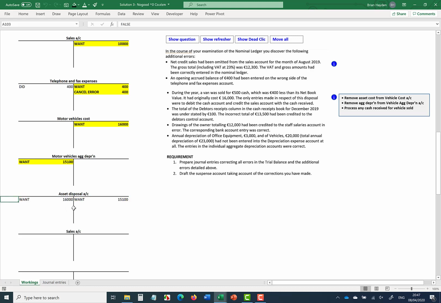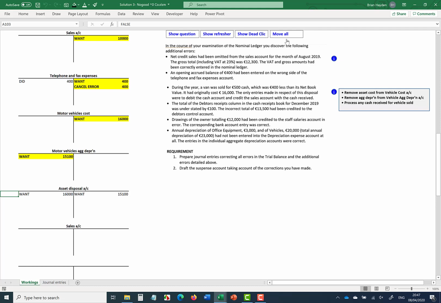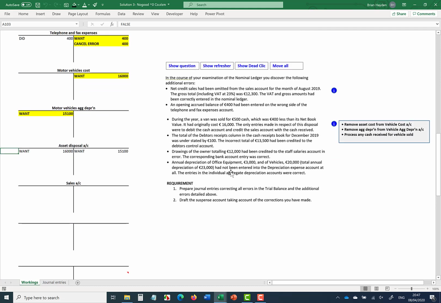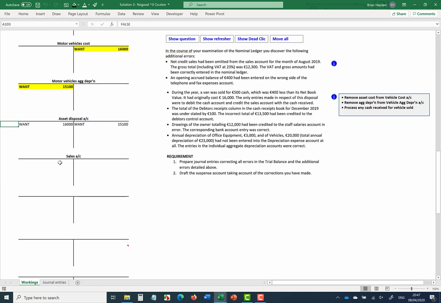I'll momentarily unhighlight that. The cash received of €500 was debited to the cash account and credited to the sales account. So it was debited to cash account and credited to sales account. So we want €500 there. Now we actually did that also, what we did was a posting of 500 here.